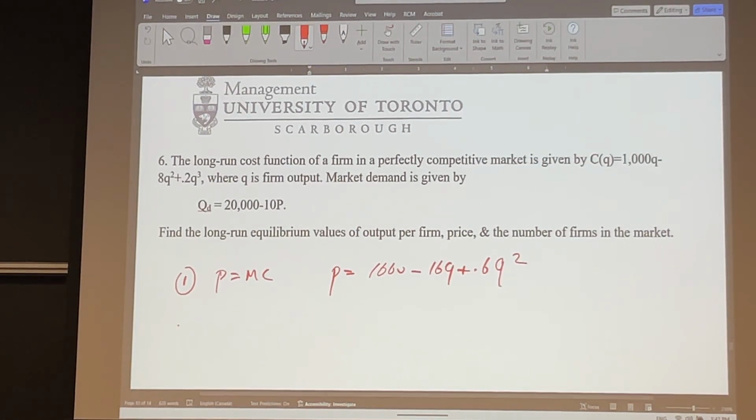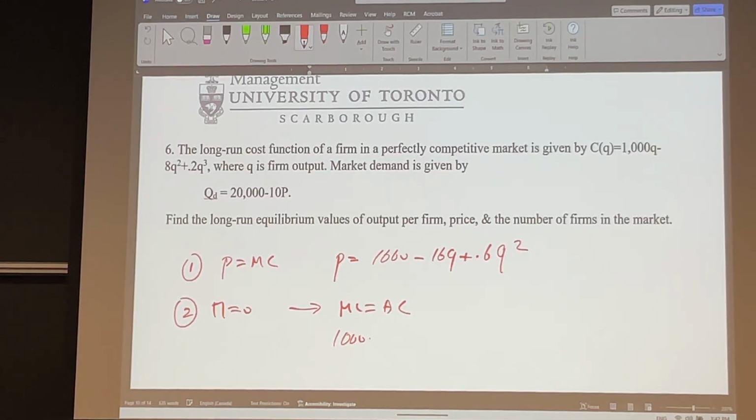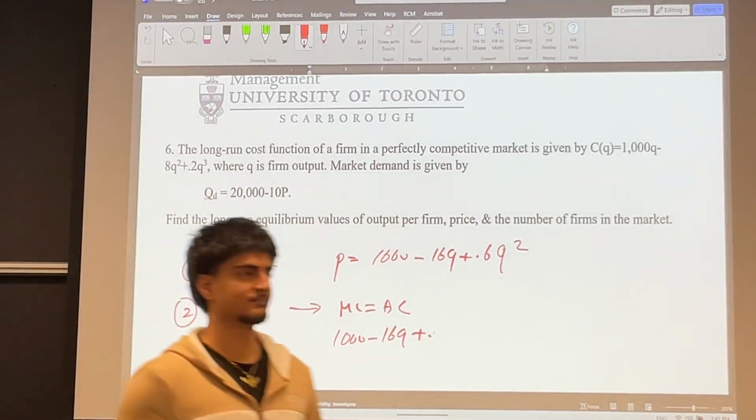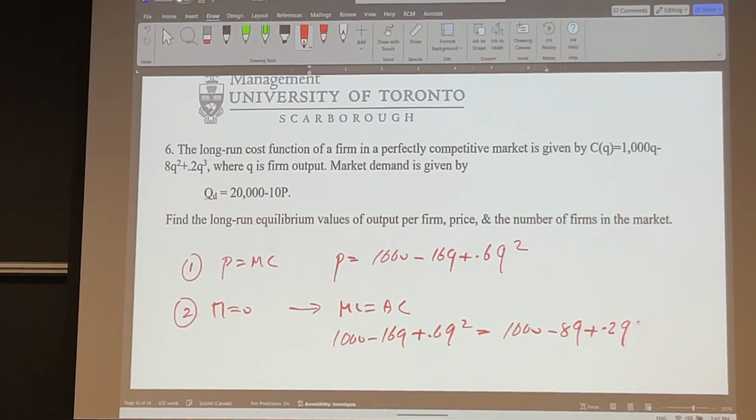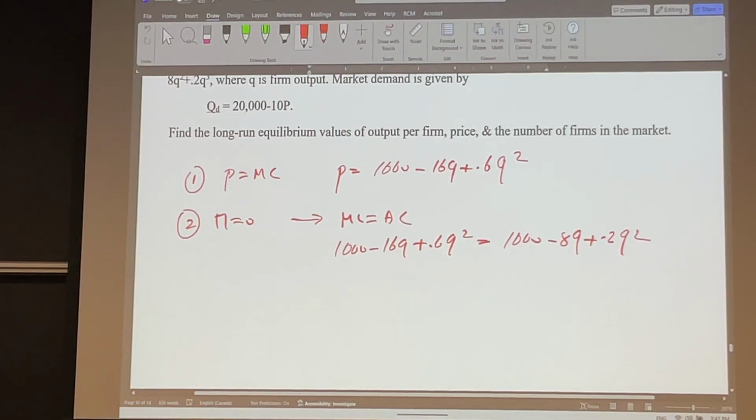Second, there should be no economic profit. That means marginal cost should be equal to the average cost. Right? So this is the marginal cost. It should be equal to the average cost, which is this one. That will give you the shutdown quantity. How much is it? That's where you reach the minimum of the average cost.